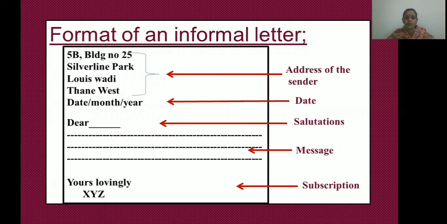Okay, so understood the format, children? First, the address of the sender, that is the one who's writing the letter. This address will be written on the top. Then will come the date, then salutations, that is dear so and so. Then your main message, which will again be of 3 paras: introduction, the main message, and the conclusion. And in the end, your subscription, that is yours lovingly and then your name.